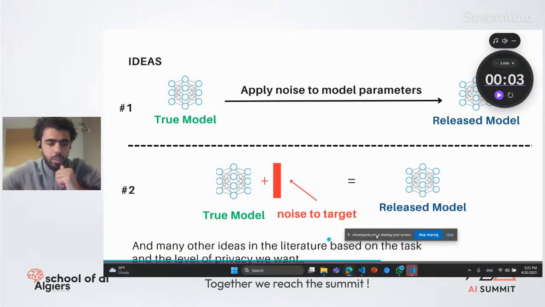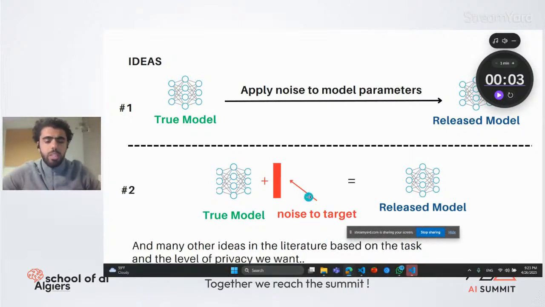There are probably other ideas in other research works, but they depend on the level of privacy that we want from our use case, and they also depend on the use case itself, or the model we are training.